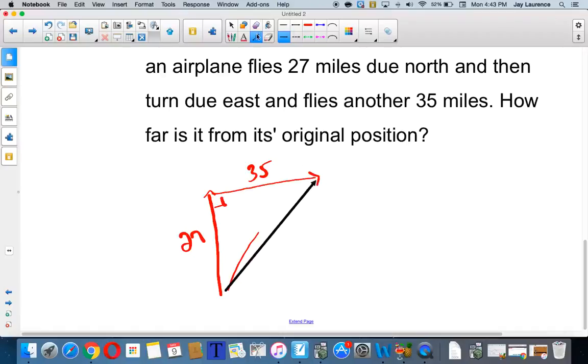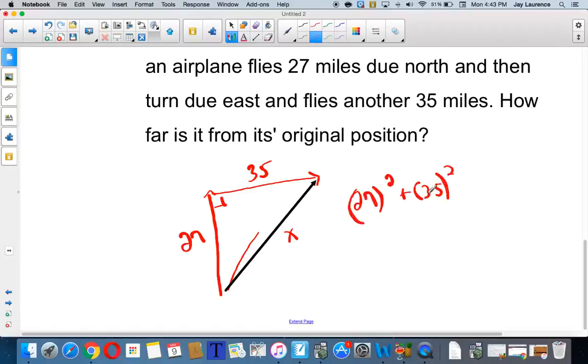All right, there's my right triangle. I want to know how far it is from its original position. This would be the shortest distance. So I'm going to do 27 squared plus 35 squared, and that's going to equal x squared.